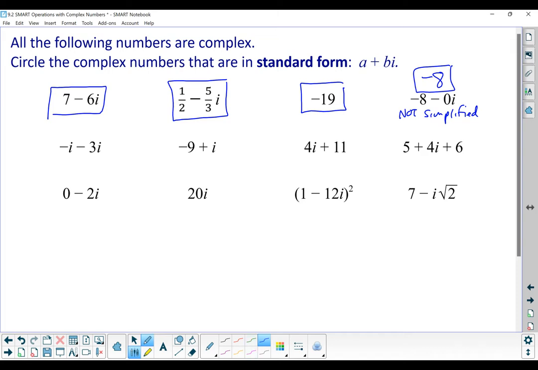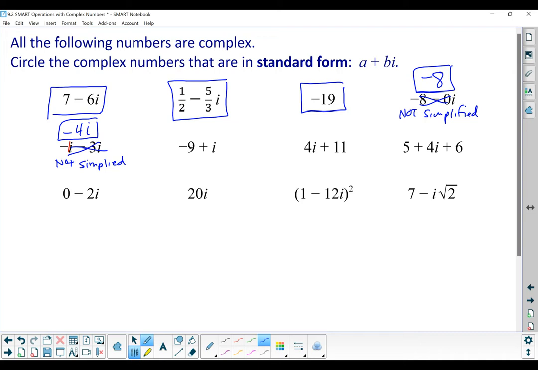Okay, we have another number here in this next one, negative i minus 3i, that is not simplified. So right now, it looks like it has two imaginary parts, but those two can actually be combined together. If you have a negative 1i and a negative 3i, that's the same as negative 4i. So we would want to combine those two imaginary parts together and simplify that. So that one was not in standard form.